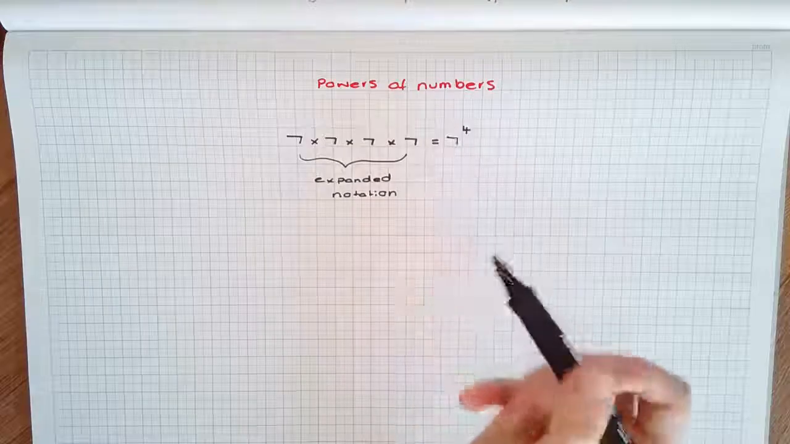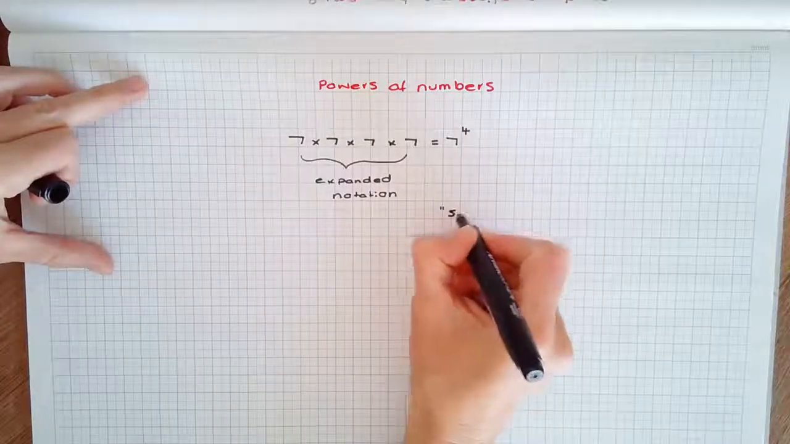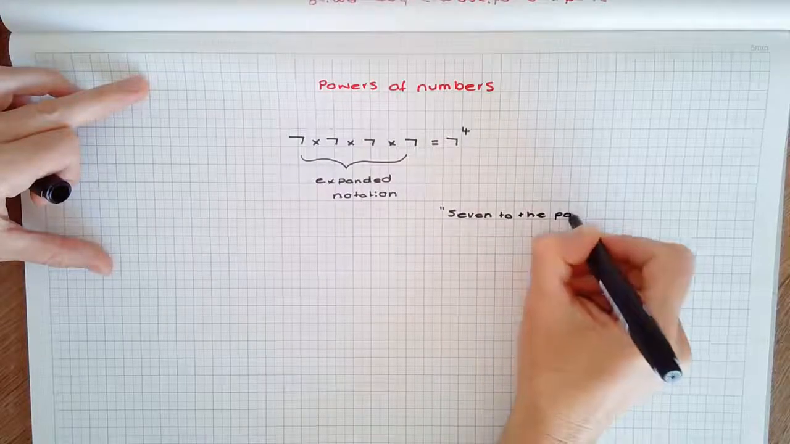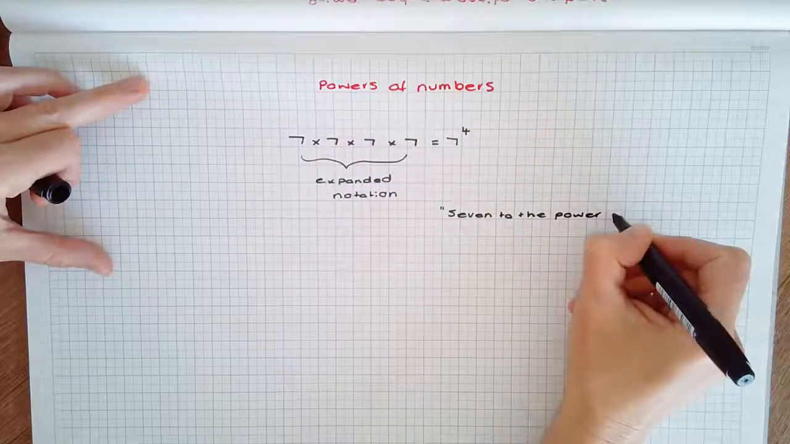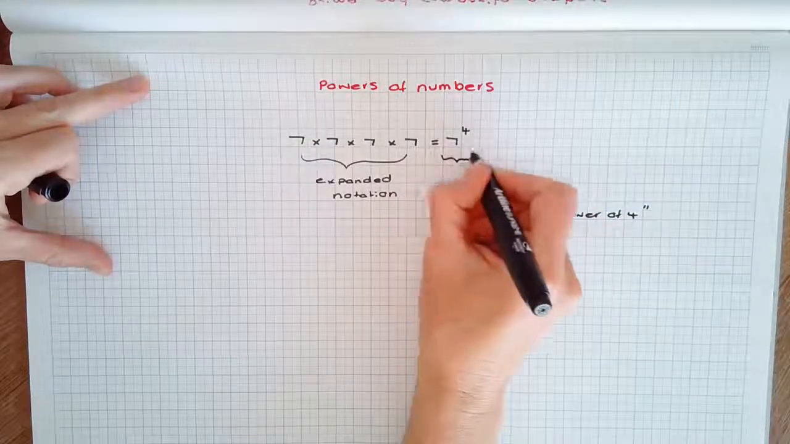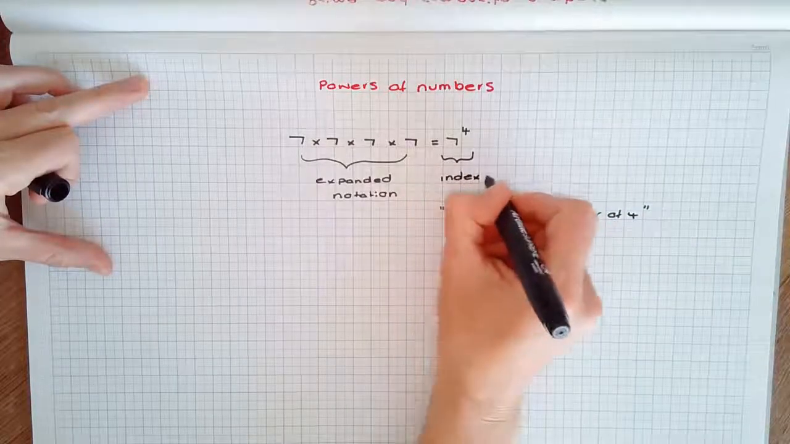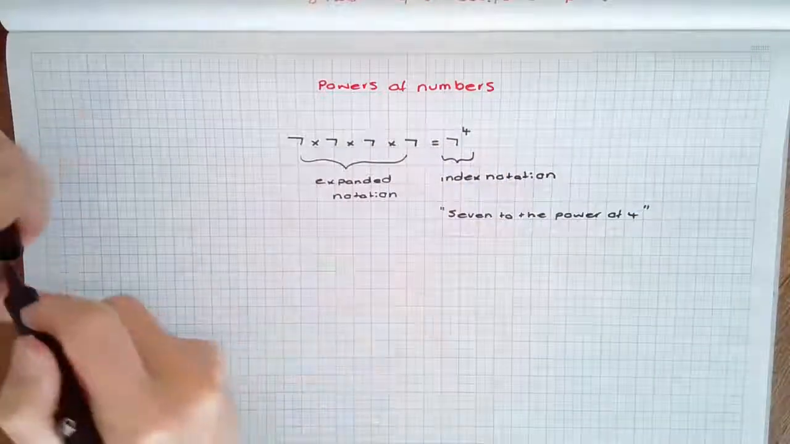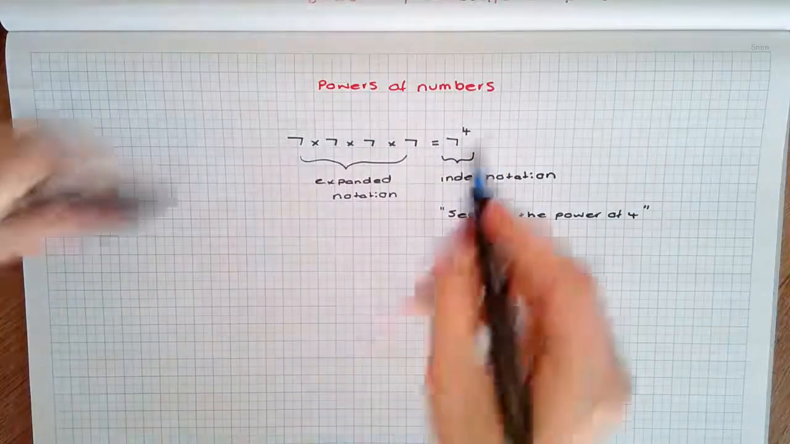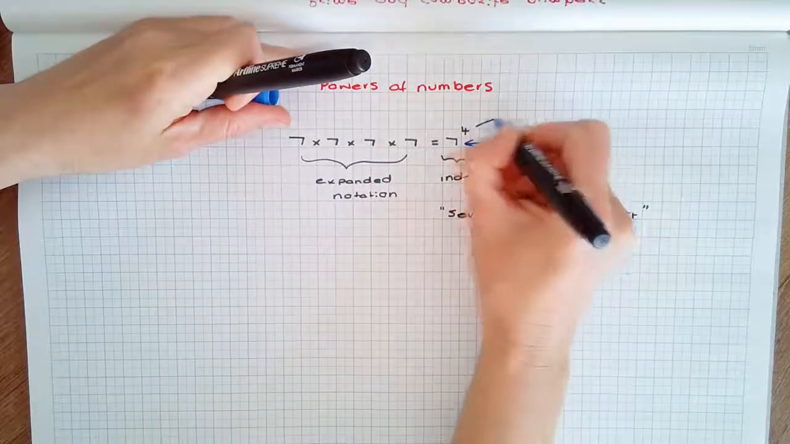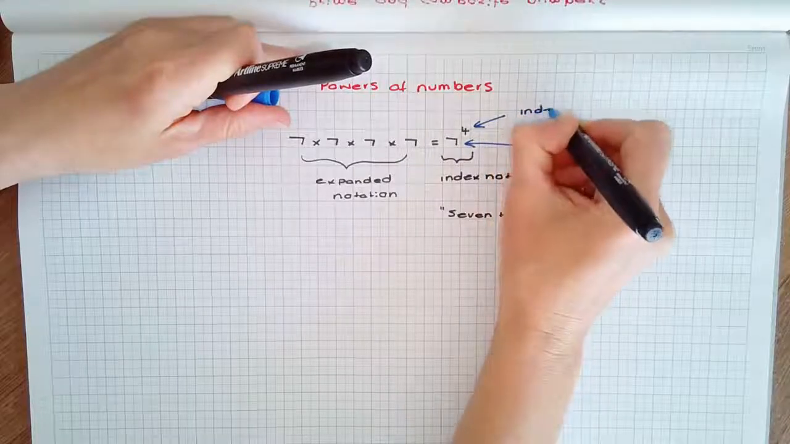So this is read as 7 to the power of 4. We call this index notation. The 7 is called the base, and the 4 is the index or the power.